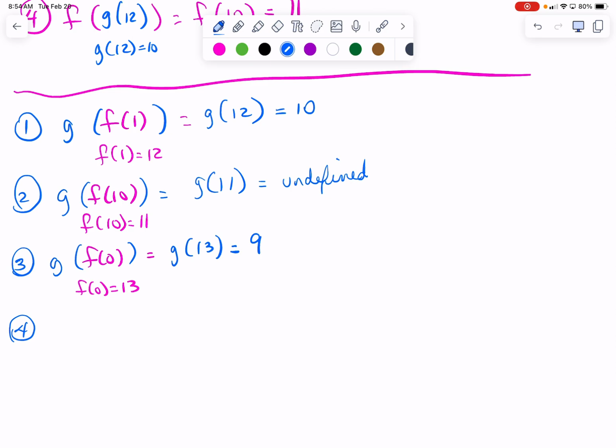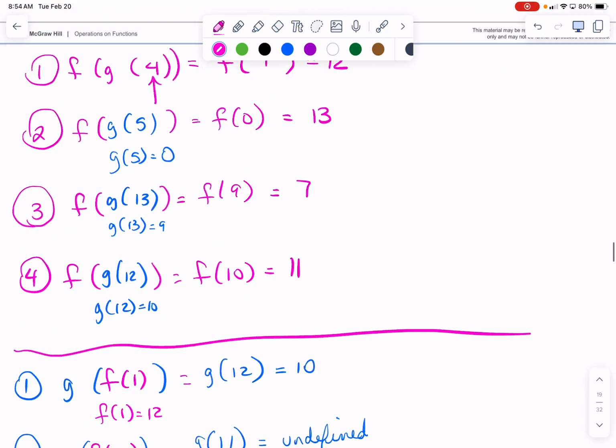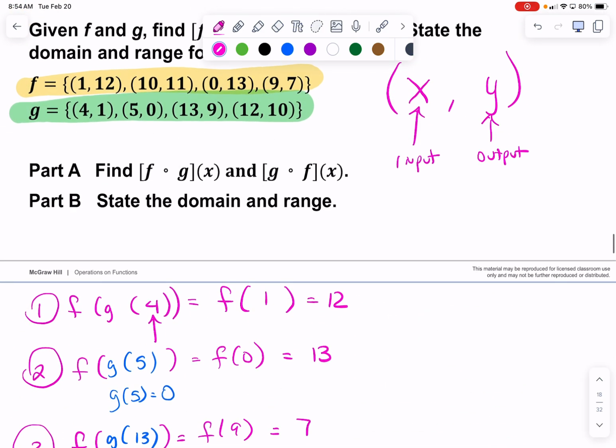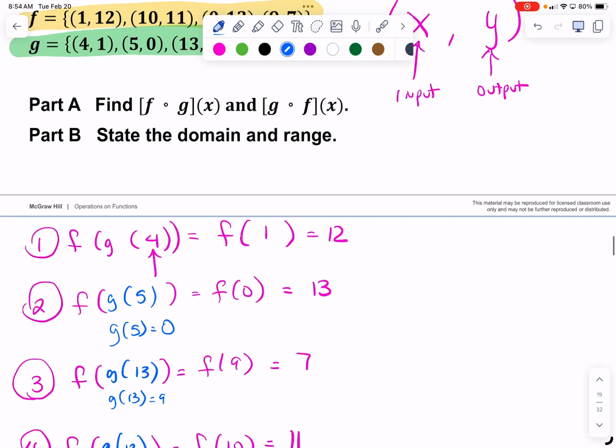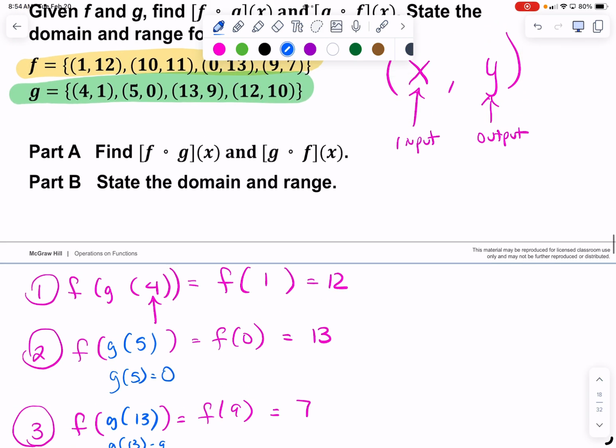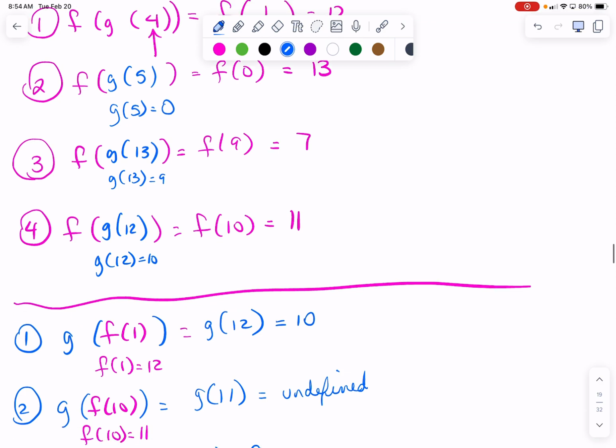The last one is g of f of 9. So what is f of 9? Seven. Very good. So now we need f of 9 equals 7, so we are asking for g of 7. Do we have a g whose x value is 7? No, so it's undefined.